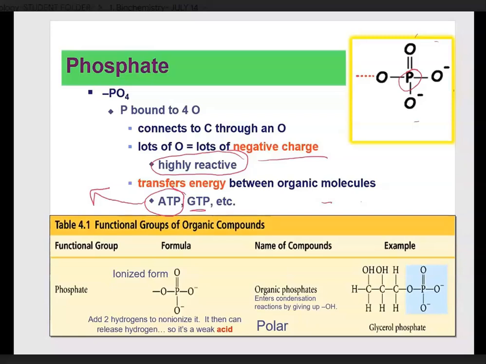The ionized form of a phosphate group is what you're looking at here. If it was not ionized, you would have H here and H here. And then this is a polar type of functional group. And if you had to identify a phosphate group, here it is. You can see it shaded blue.